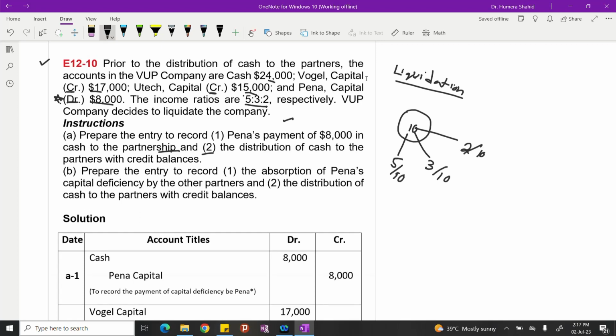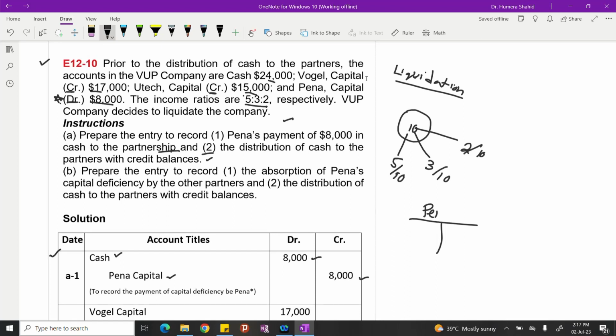So in part 2, they say the distribution of the cash to the partners with credit balances. So whatever remaining cash will be there, we have to distribute it to the other 2 partners. Okay. Part B, we will read first. Let's do part A. So part A, part 1 is PINA is bringing cash to the business. So business will get the cash and PINA's capital gets credit. He is bringing 8,000. So let me show you the T account picture.